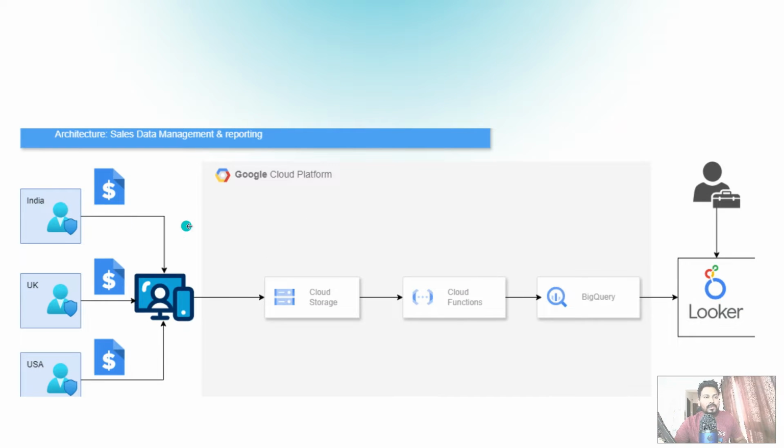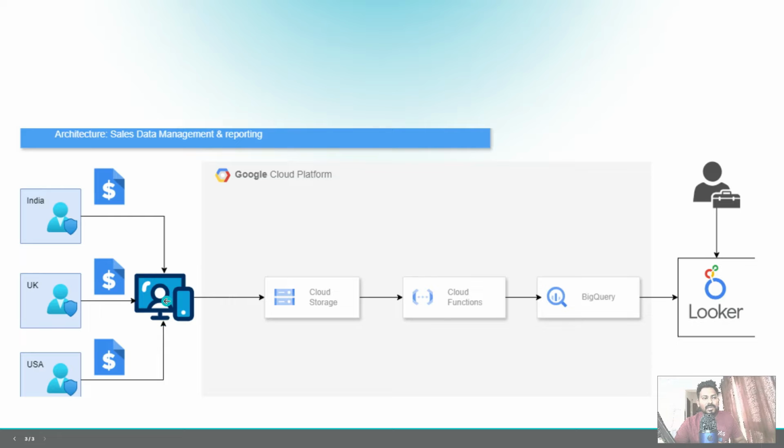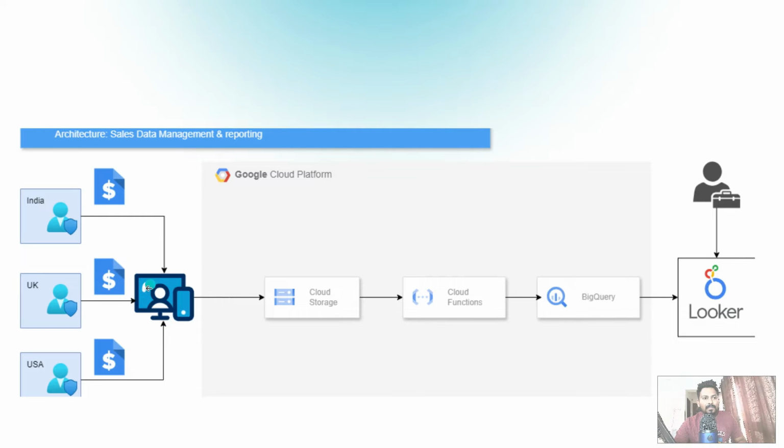What we'll do, we'll create one web portal. So this is my web portal. The shop manager from India will upload their sales data file to this web portal. The UK shop manager will upload their file, and the USA shop manager will upload their file. These files are uploaded from the web portal, and then we'll collect them from the web portal and load them into the cloud storage bucket. We'll be creating a simple Python Flask application here for this demo.